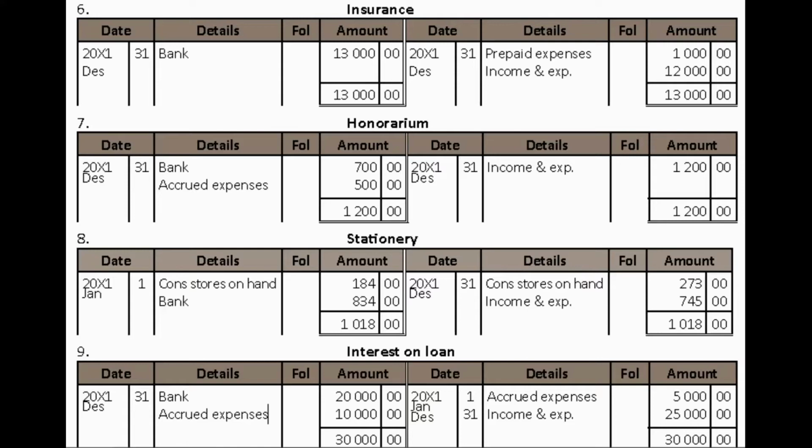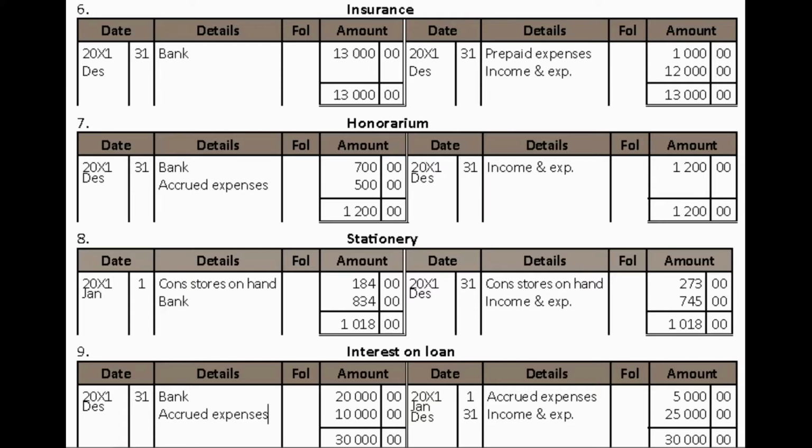So the beginning of the year. So that's why there's January the 1st, 21. On the 1st, you'll have on the debit side of stationery, consumable stores on hand 184, and then your consumable stores on hand account that you're going to open, there will be on the credit side 184.